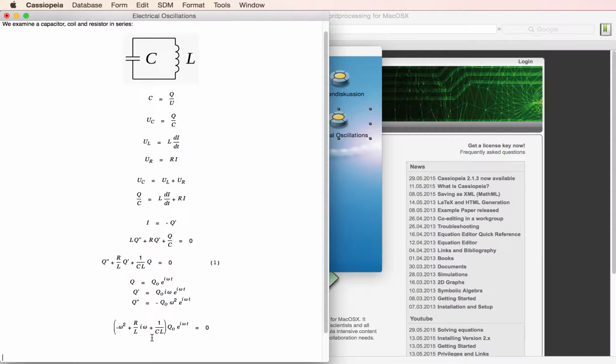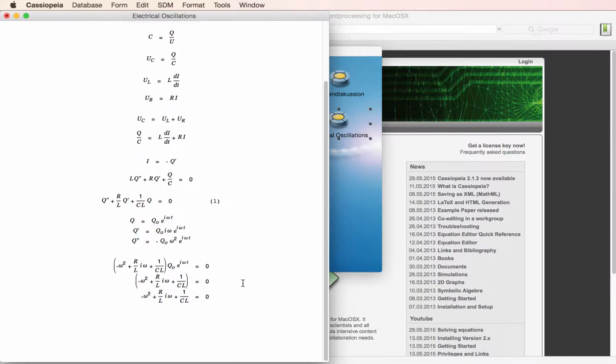Okay, this equation is true for all t only if this equation is 0. This can easily be seen, so let's simplify it some more, get rid of this one, and end up with a simple quadratic equation that can be solved with the PQ formula. Let's change the signs. And extract P and Q.